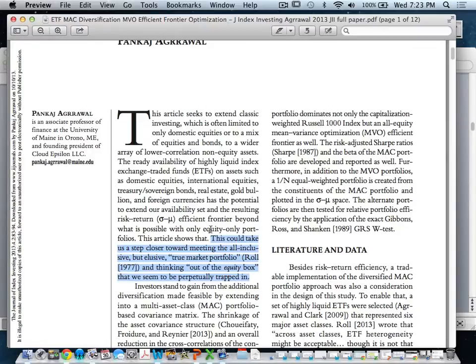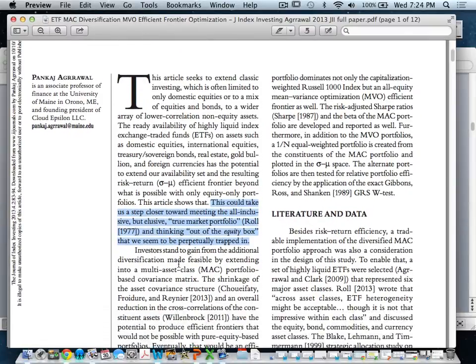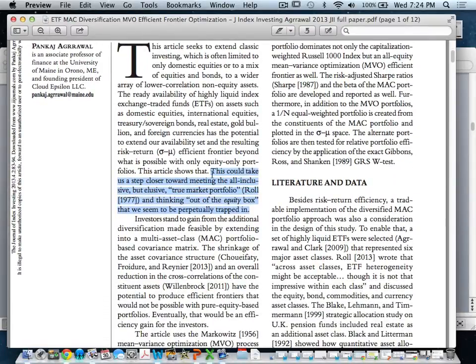Now this is where Markowitz stopped. Markowitz did a lot of optimization, but all his optimization was within the class of equities. So what percentage in Google, what percentage in Apple, what percentage in Ford. Here, I literally took the ball out of the ballpark. We are still being constrained by that box thinking of all equities. And then I invoked a very big name. This could take us a step closer towards meeting the all-inclusive but elusive true market portfolio, Roll 1977, and thinking outside the equity box.